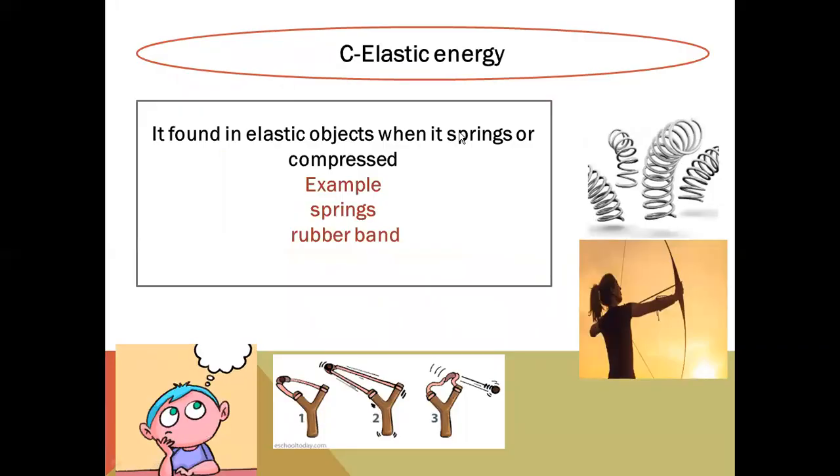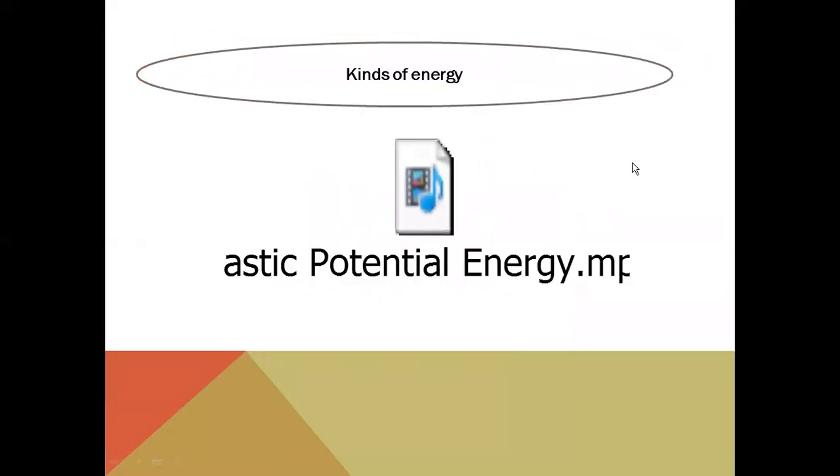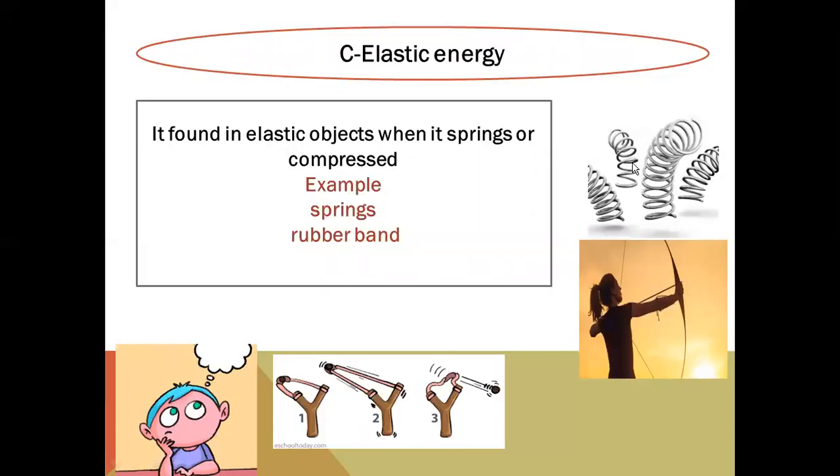Number three, elastic energy. It includes more things and more examples. It's found in elastic objects, such as springs and rubber bands, all the things that have elastic energy. You must check all these pictures to understand the different forms of elastic energy.